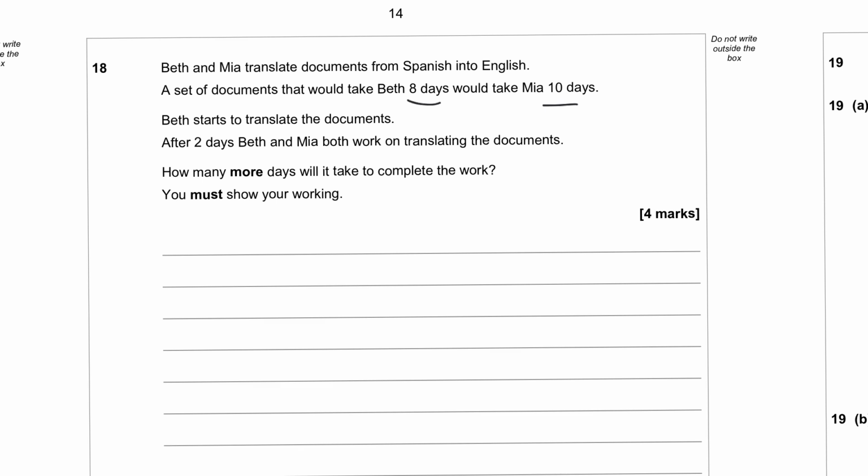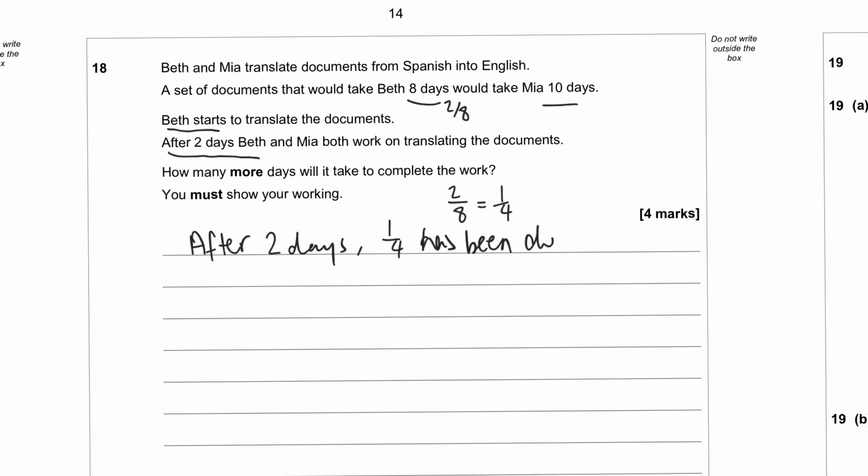You must show your working out, right? So after 2 days, Maya starts working on it. Even though it takes Maya longer, it mentions that Beth was the one who started translating first. So if it says after 2 days Maya starts, that means Beth has already done 2 out of 8 days, and if we simplify that as a fraction, that's a quarter. So after 2 days, a quarter has been done, and so there is 3/4 left.